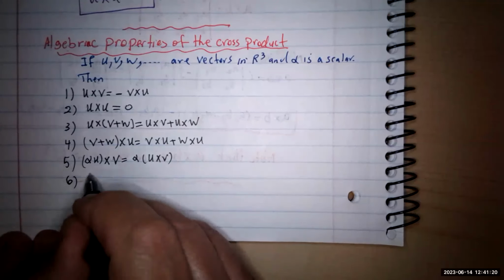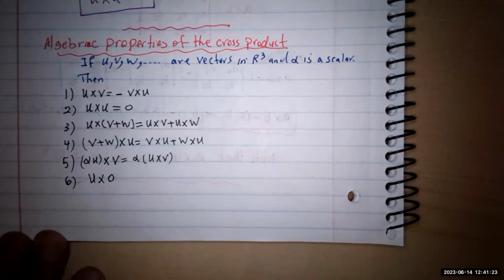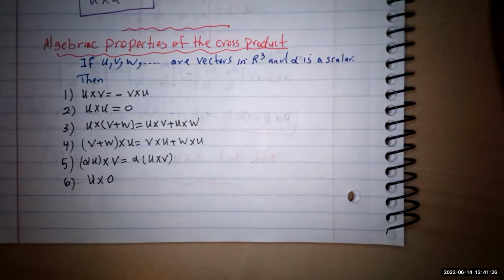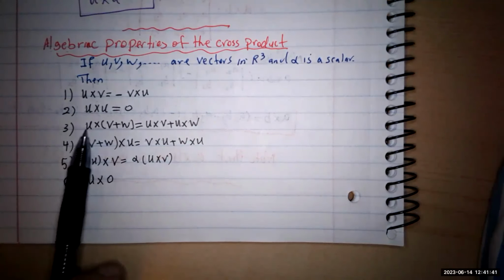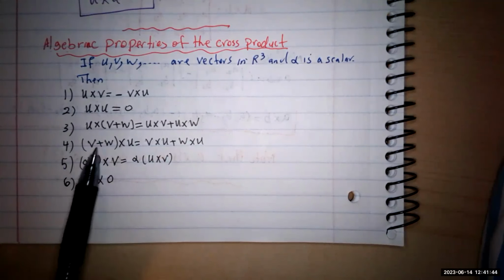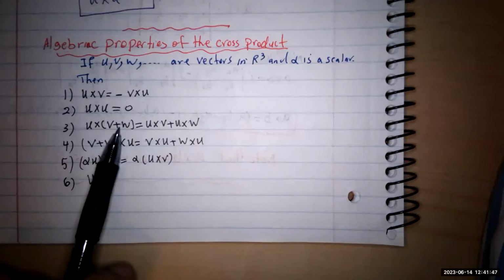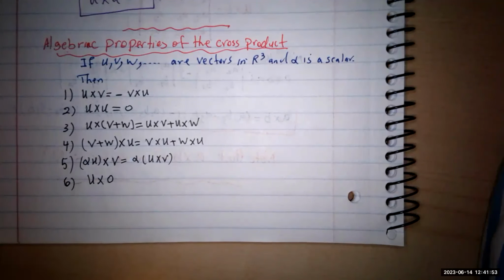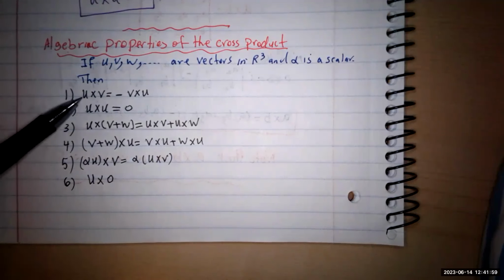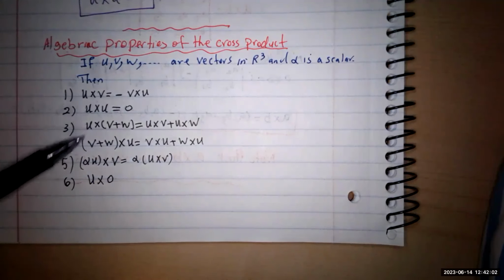Number 6 is clear, U cross 0. You want to find the determinant of a matrix in which one row is all 0, so the result would be 0. What's the difference between 3 and 4? We just show you that the direction is important. You multiply from the left here and from the right. It's a multiplication over the addition, and this is addition over the multiplications. That's a difference. And remember, they are not commutative. So that's why we have explained both of them.